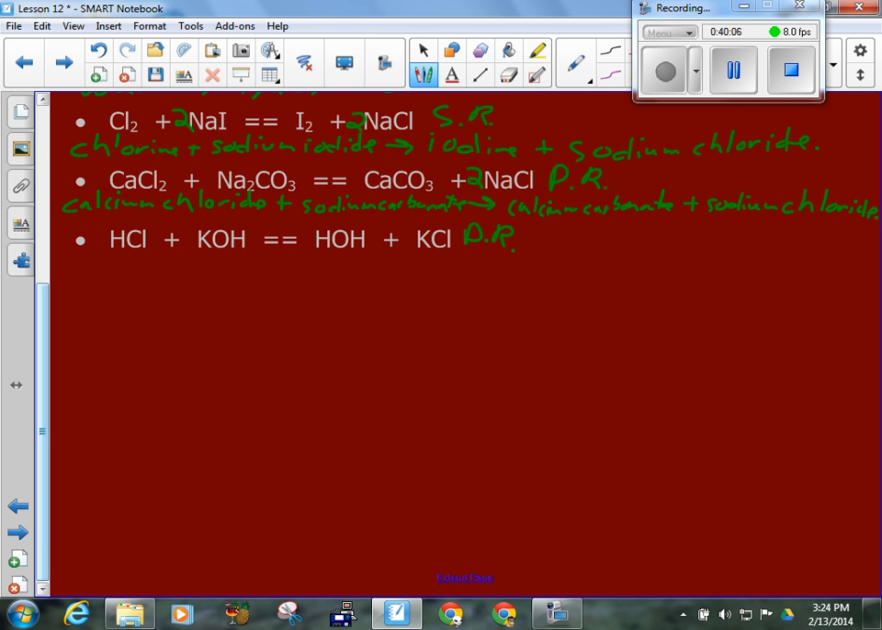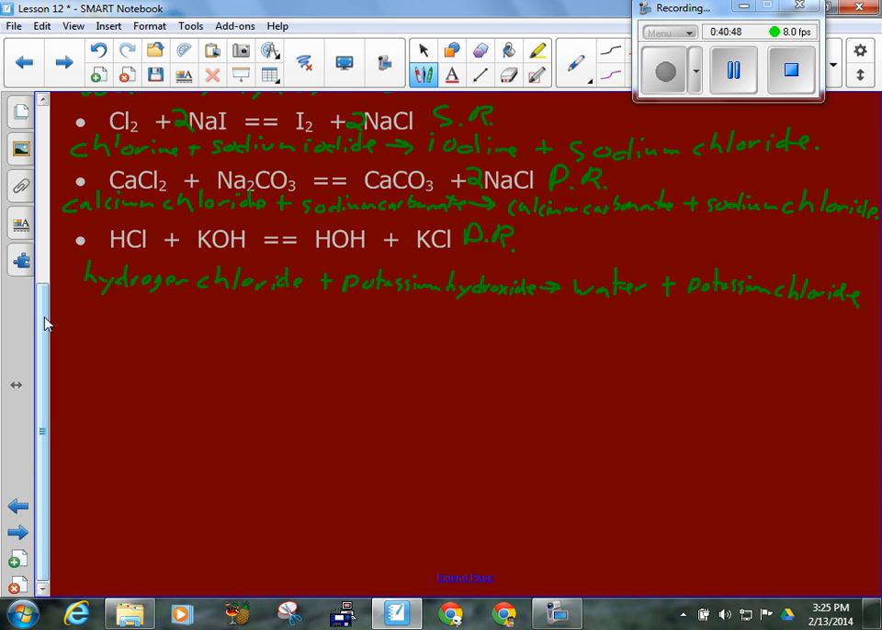So we've already said it's a double replacement reaction because all of these are ionic compounds. Write them out in their name form. This is hydrogen chloride, plus potassium hydroxide. It gives us water. HOH is water, plus potassium chloride. How do I know this stuff is water? How many H's are there? 2. How many O's? 1. It's H2O. It's just written in a different order.